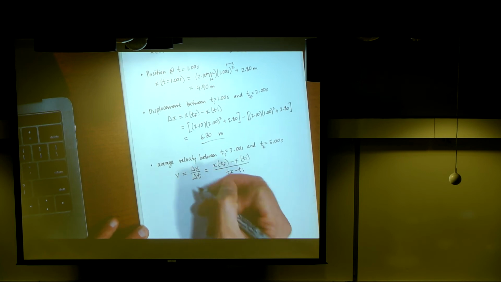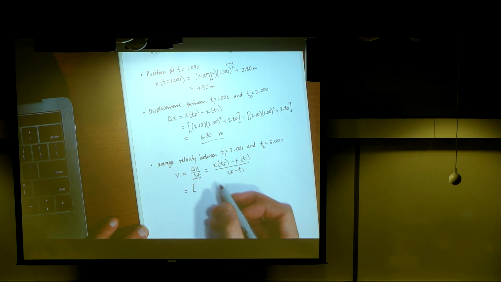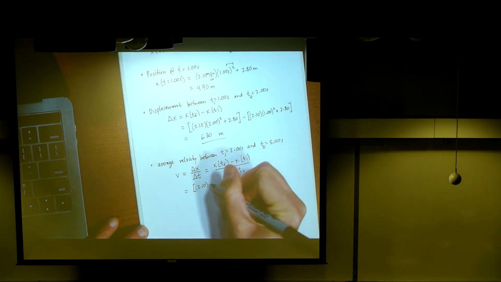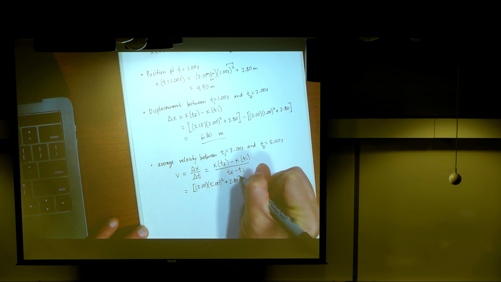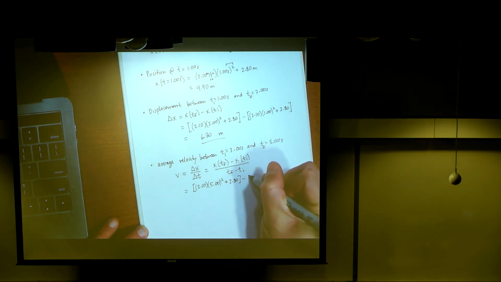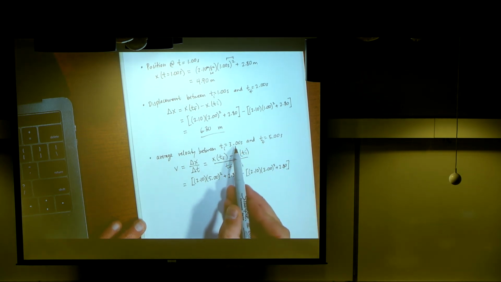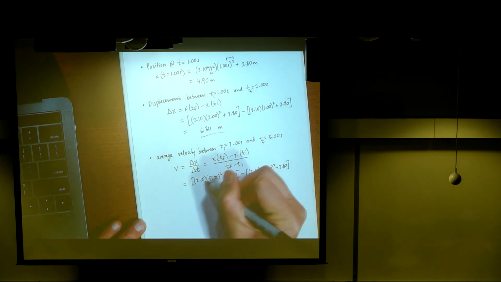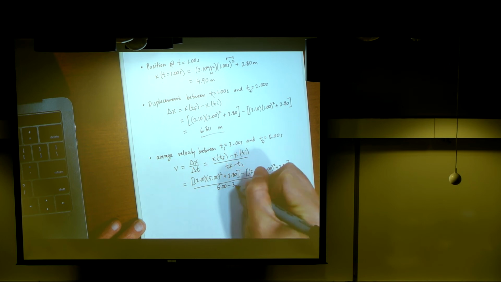We have my x value when I plug in t final, which is 2.10 times 5 squared plus 2.80. That's what I get when I plug in 5 seconds into my x function. And then subtract 2.10 times 3.00 squared plus 2.80, and that's what I get when I plug 3 seconds into my function. And then on the bottom, I'm going to have nothing but 5 seconds minus 3 seconds.